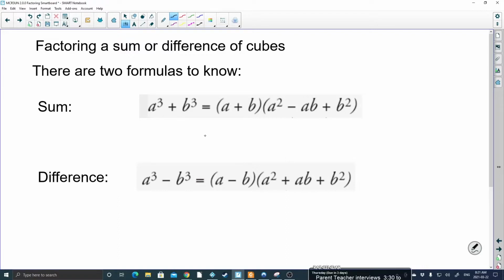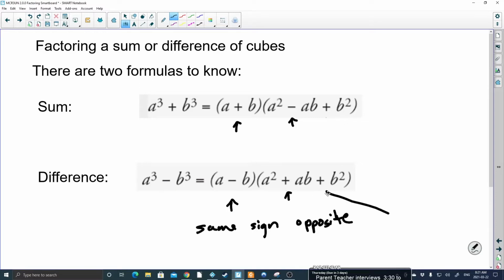Okay, now there's an acronym that I discovered on the internet that helps students remember. If you look at the sign in the first bracket, it is the same as the sign in the original expression. Okay, so that's the same sign. And then if you look at the second sign, it is always the opposite. And then if you look at the third sign, it actually looks like it has a significance with the sign of the first sum expression, but it's a plus for the second one as well. So that last one is always positive.